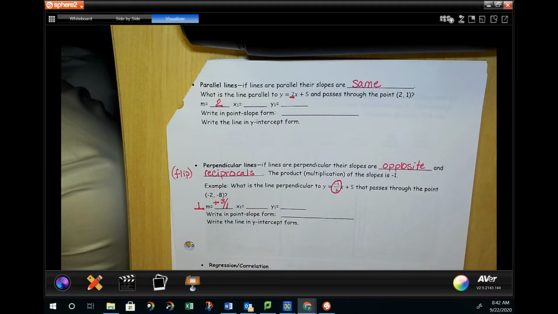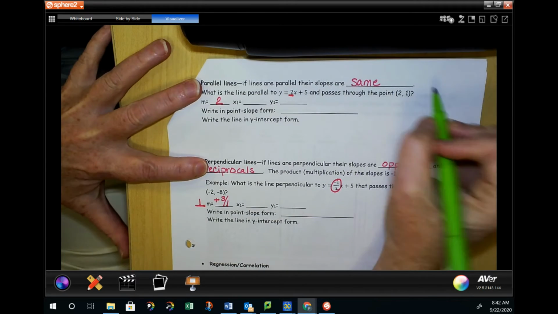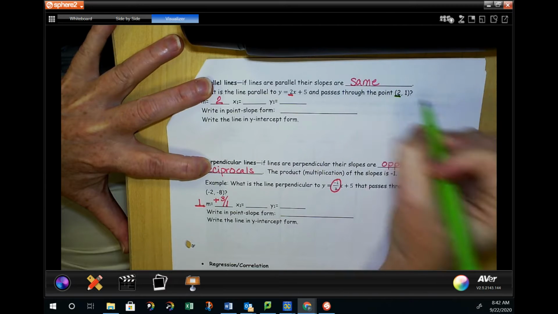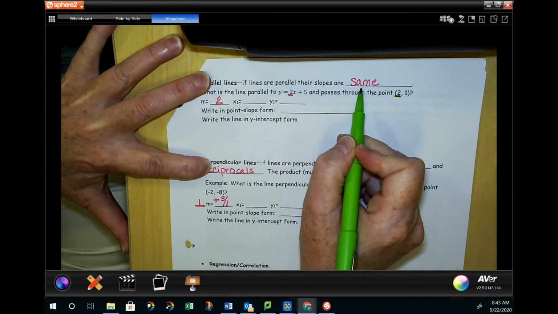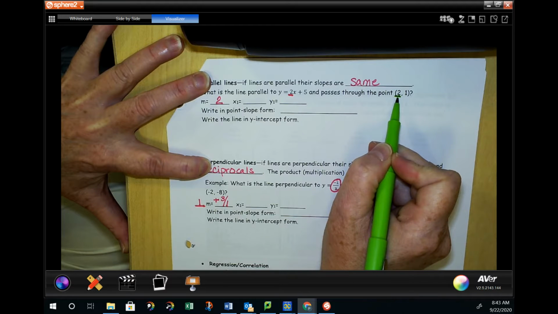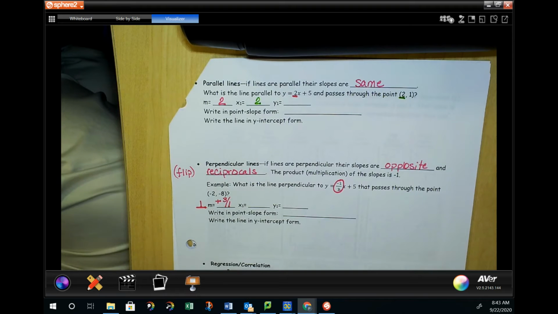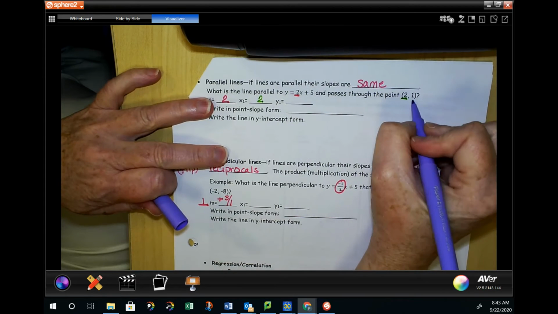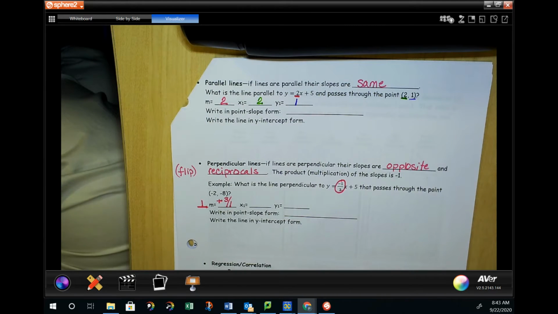Okay, so we talked about the slopes of parallel and perpendicular. So now we actually have to go through and make the equations. Basically, the slope of this line is still 2 because it's a parallel line and they're going to be the same slope. But this time my x1 is 2, and my y1 is 1. So we have to write this in point slope form.